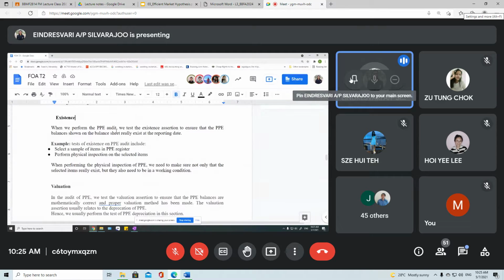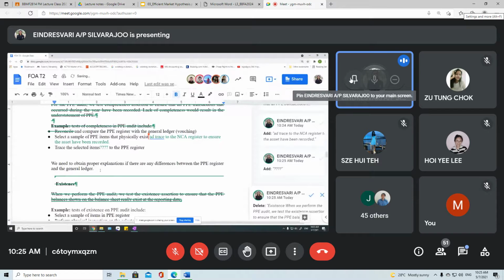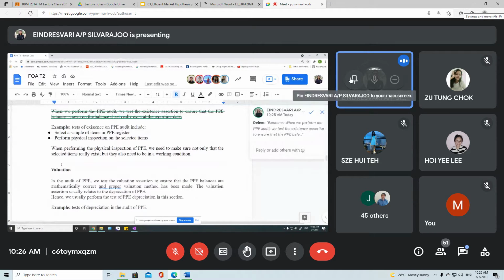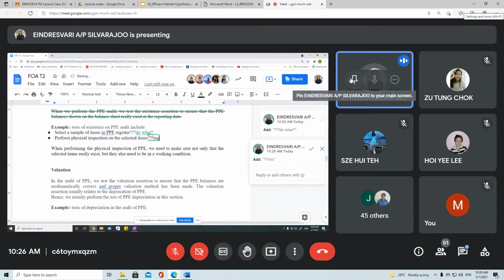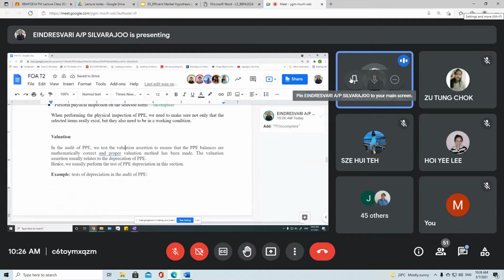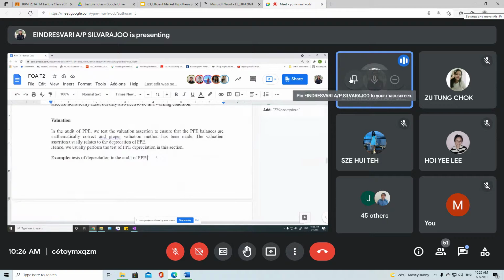Next, when we perform the PPE audit, okay, I'm not interested in all this. Okay, select sample of PPE register and then do what? After select, do what? Perform physical inspection on selected item. Sentence incomplete sentence. Valuation. So where is your procedure for valuation? Test depreciation in the audit.